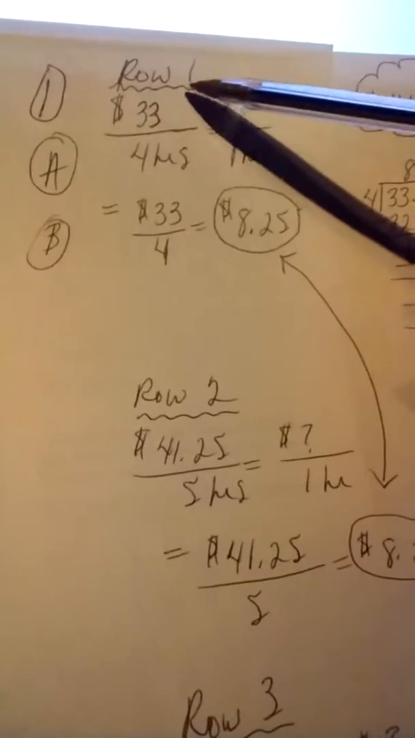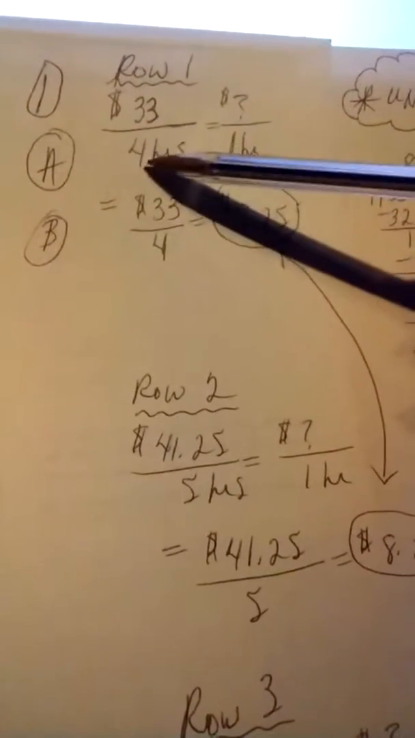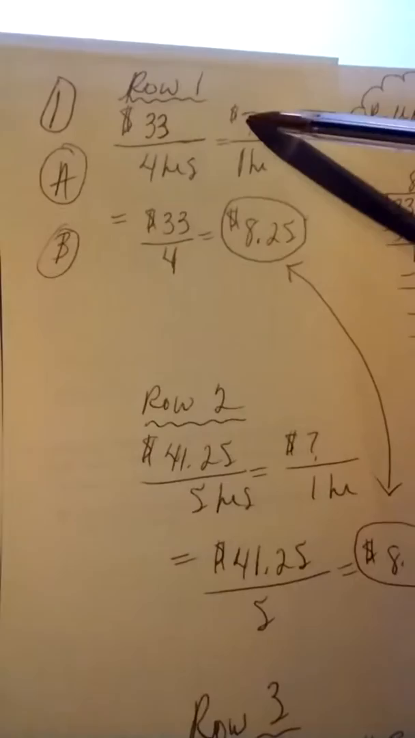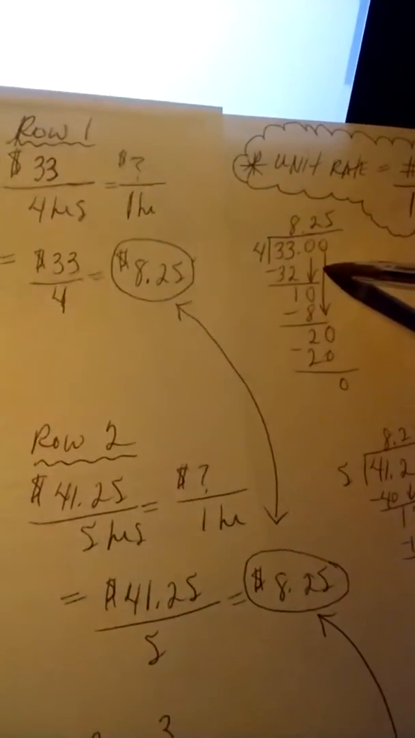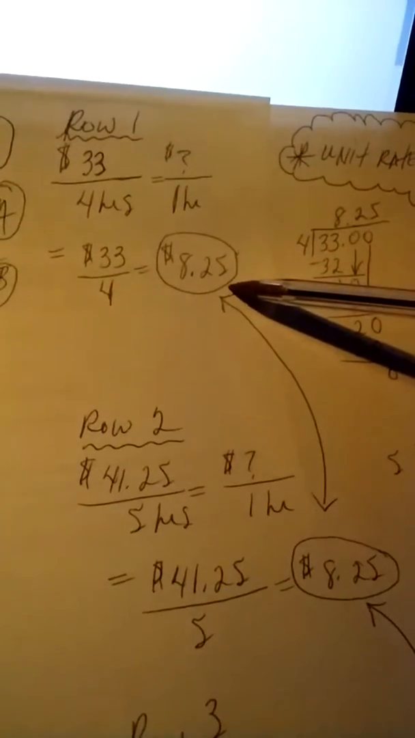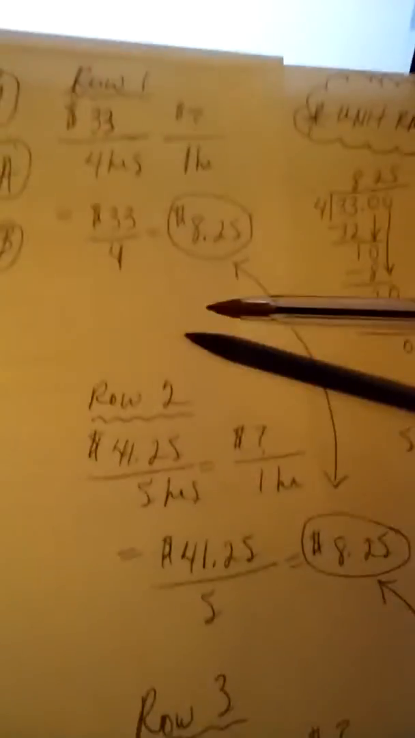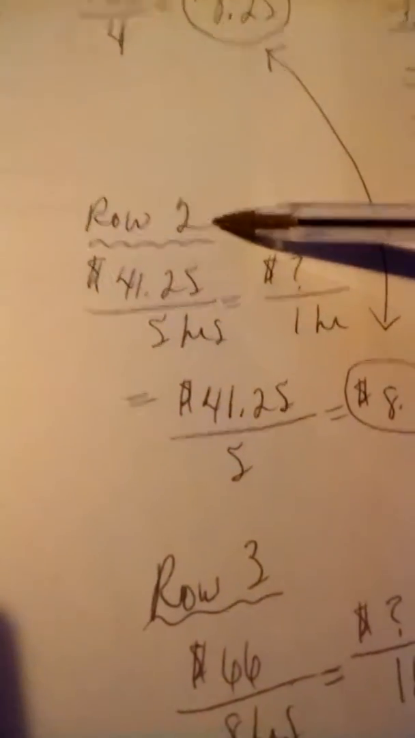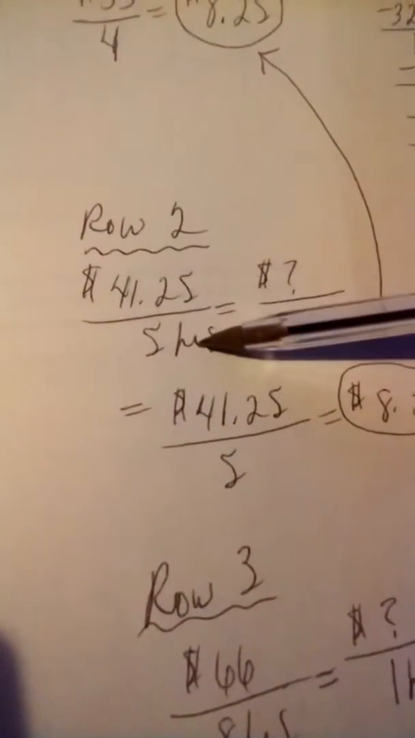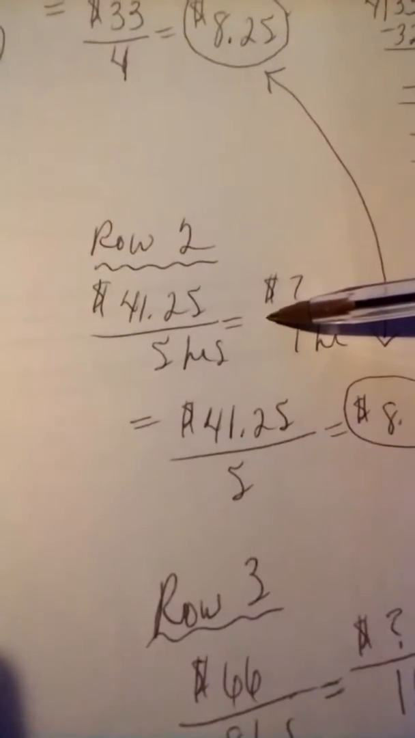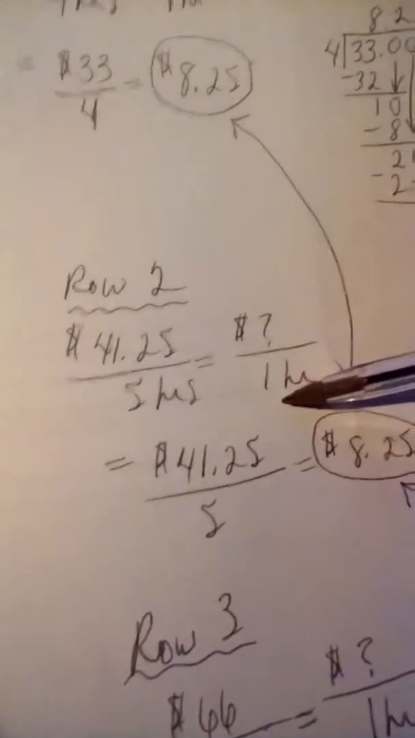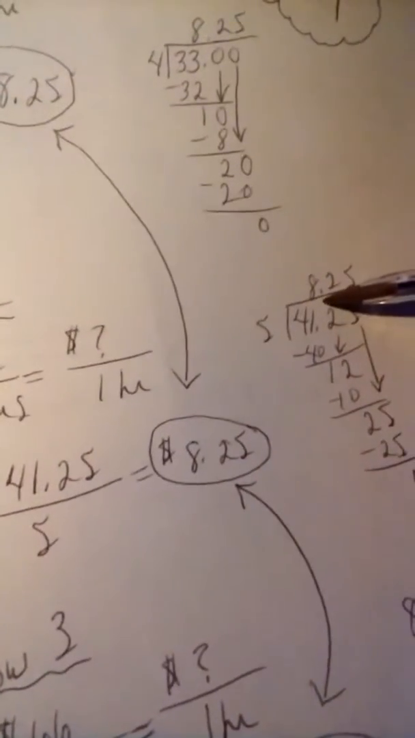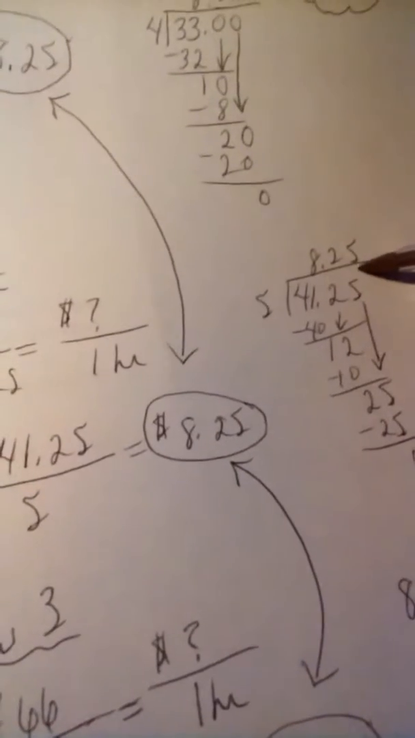So we have A here shown for number 1. We have row 1, $33 divided by 4 hours equals how many dollars for 1 hour? When we did our long division here, we arrived at the solution of $8.25. We went on to row 2. Row 2 shows us $41.25 divided by 5 hours, proportionally set up as how many dollars for 1 hour then? We did arrive at a solution of 8.25 when we did our long division here.